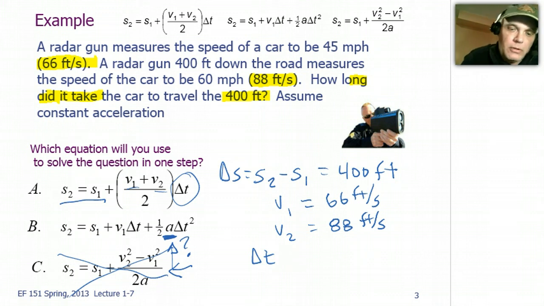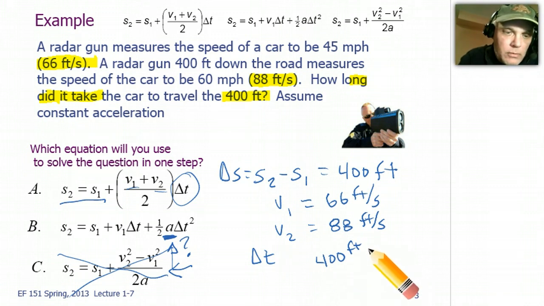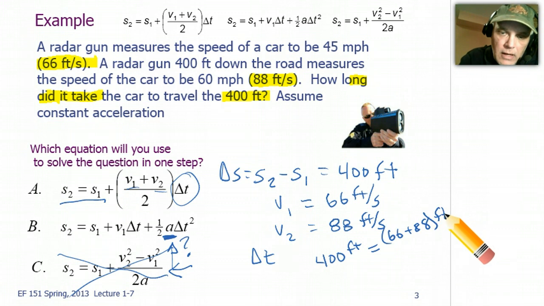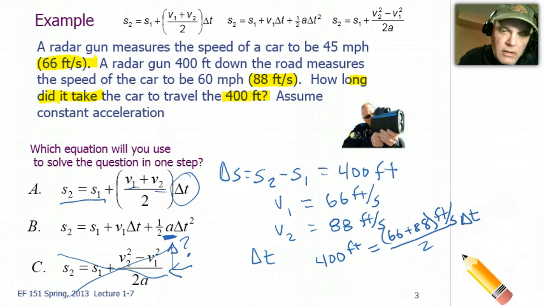So we will substitute in for that. We got S2 minus S1, so we'd have 400 feet, and that's going to be equal to our average velocity, 66 plus 88, a little awkward to write on the screen like this, feet per second, over 2 times delta t.